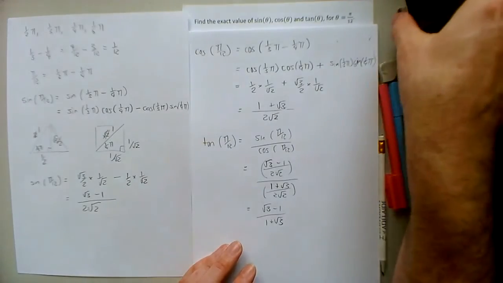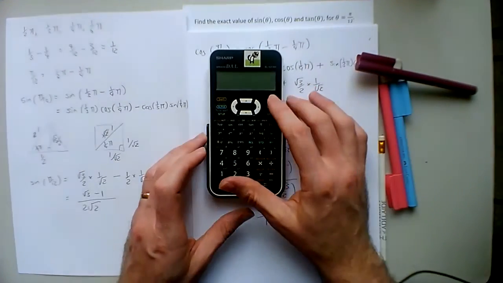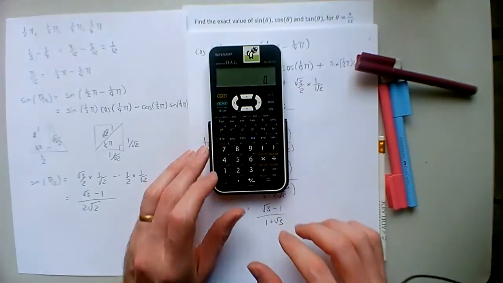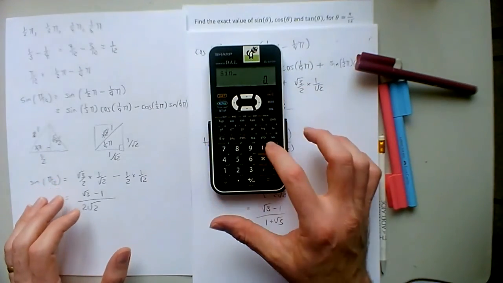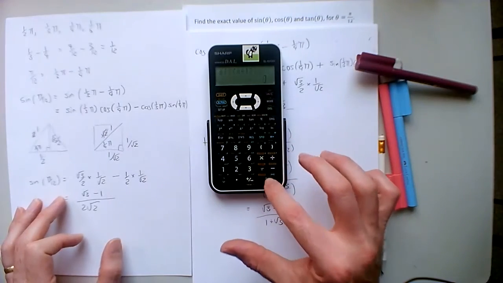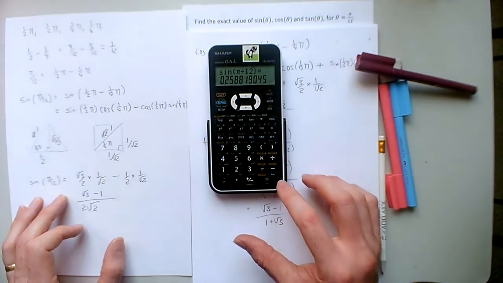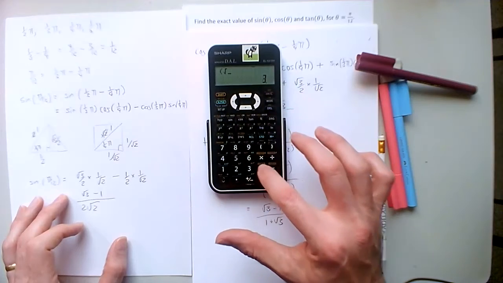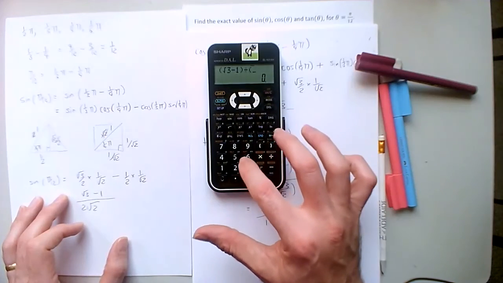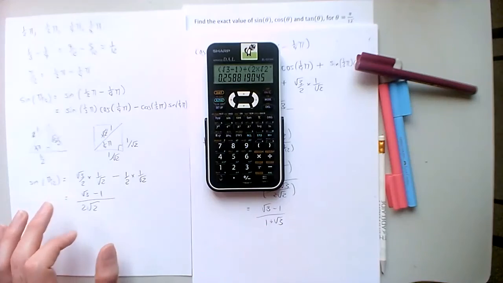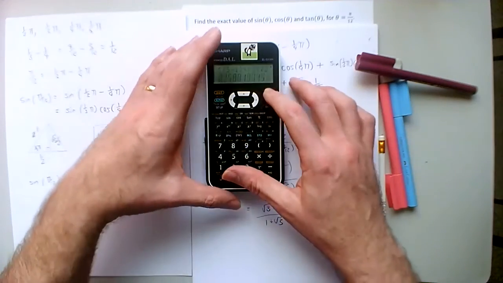Okay, I just feel a need to check that. I'm just going to get my calculator. So let's see, is it in radians? Yes, okay. So sine of pi divided by 12 is 0.2588. And square root of 3 minus 1 divided by 2 times square root of 2 is 0.2588. Okay, it's looking pretty good.